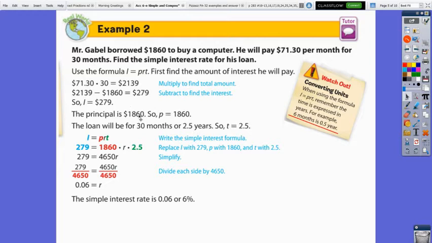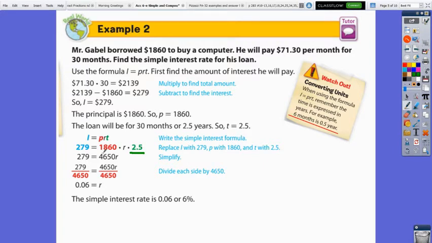Okay, so the principal, $1,860, the original amount of the loan. You know the interest, $279. You know the amount of time, 30 months, right? Notice that they do not put 30 months in here. They don't put 30 in for T. They put 2.5 in for T, because that's how many years 30 months is. So you have to divide the months by 12 in order to get the number of years.